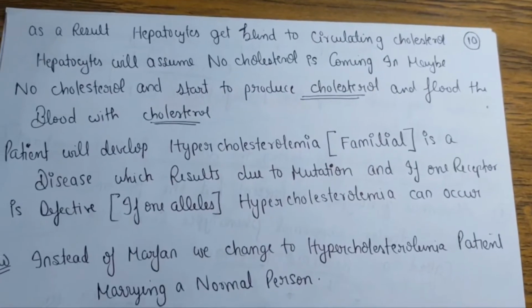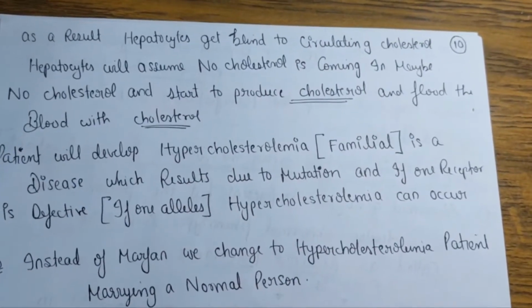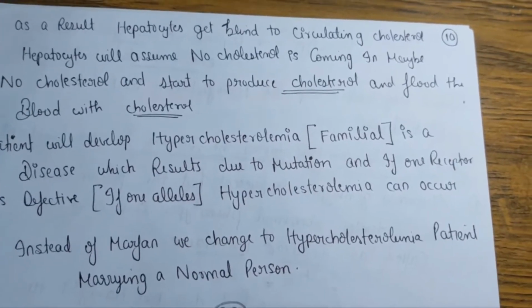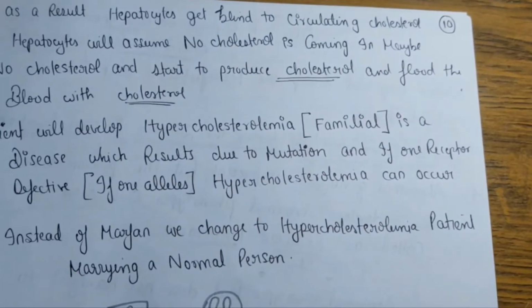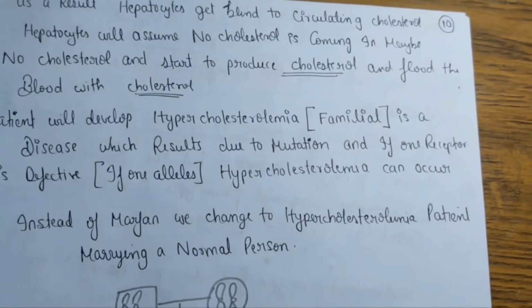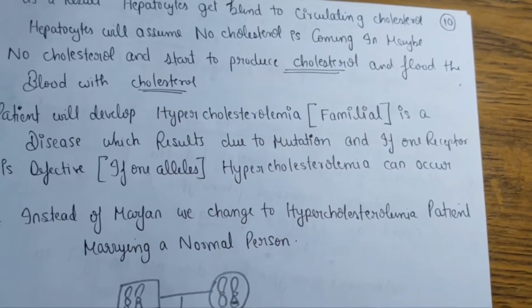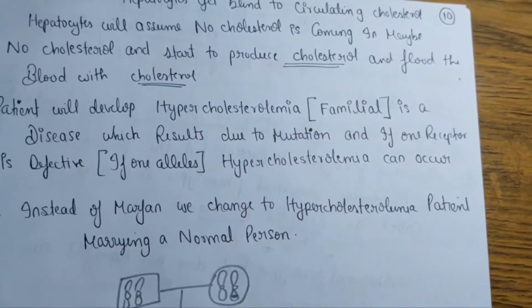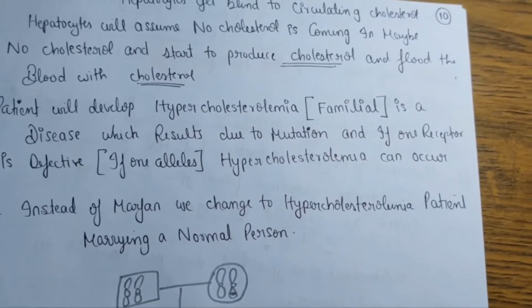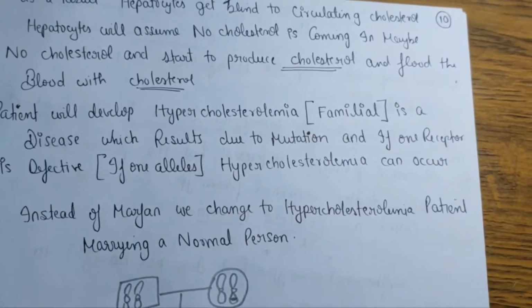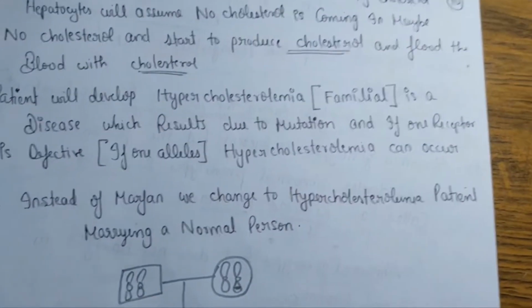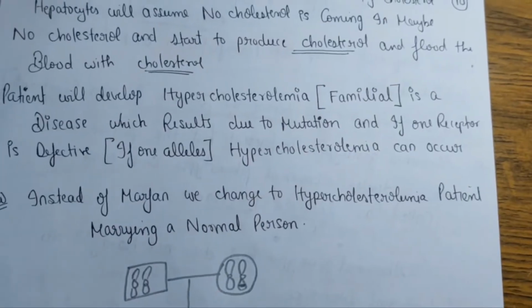So what they do, they tell the liver to produce more cholesterol, and as a result the blood will be flooded with cholesterol, and due to this the patient will develop hypercholesterolemia. This is also known as familial hypercholesterolemia because it is a genetic disease which is inherited, and it is due to mutation in the gene which is responsible for production of LDL receptor.